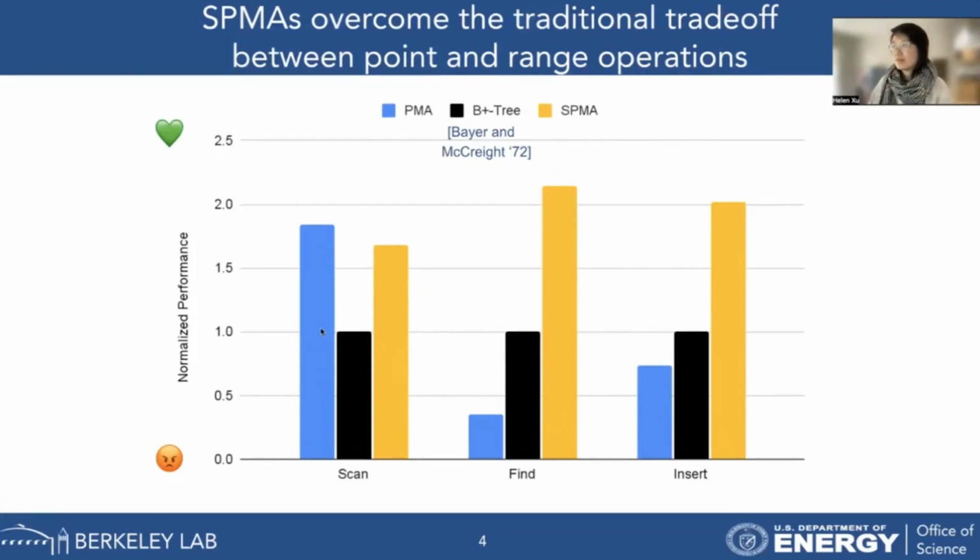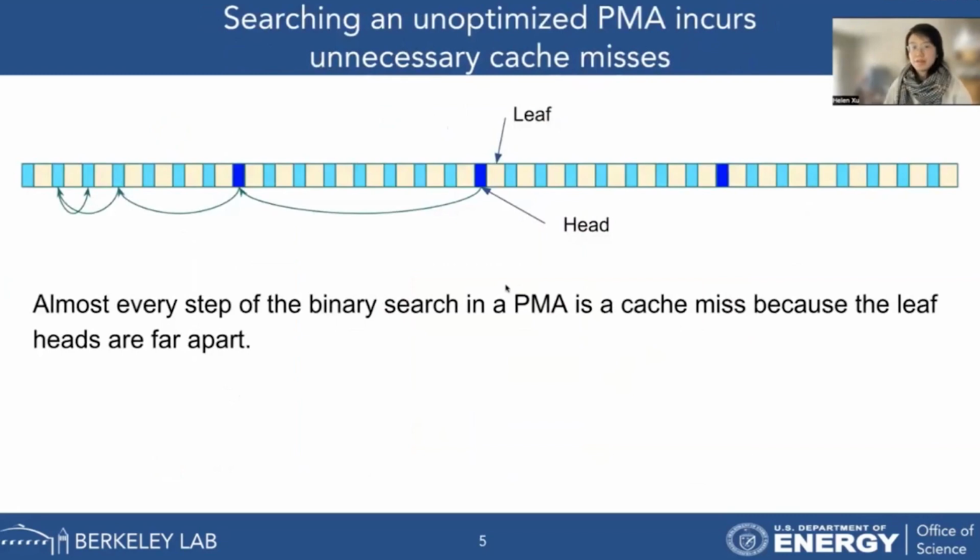Like I said, PMAs and SPMAs are good for scans because they're contiguous, and they're both better than B trees. PMAs, unfortunately, are worse for find and insert, so both of these are below 1 when compared to B trees, but SPMAs overcome this issue and they're good for both find and insert, so both of these bars are above 1. Now I'm going to show you how we got there.